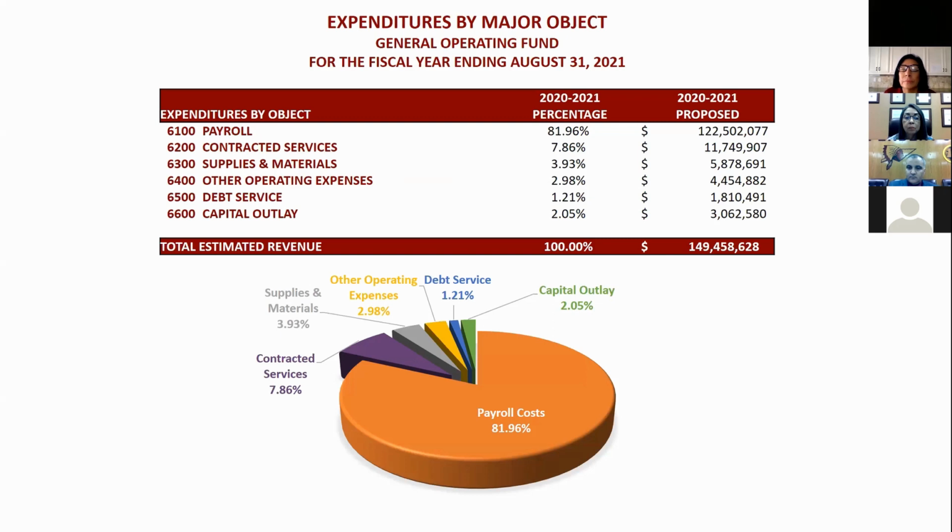So our payroll cost is our largest expense at almost 82% of the budget. Then we have our contracted services at almost 8% of the budget. Then supplies and materials, almost 4%. Other operating expenses at 3%. Debt service, a little over 1%, and capital outlay at 2%.